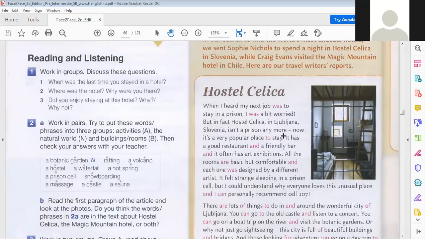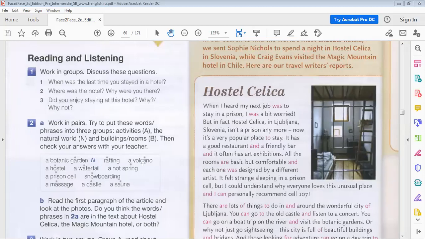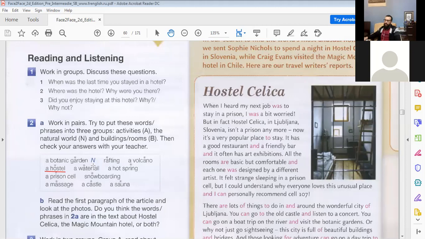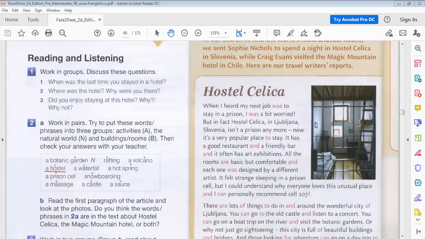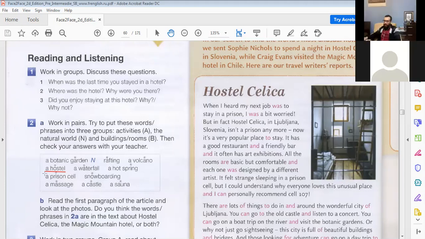A hostel, maybe just for sleeping. Close, you're very close. Yes. Not offering breakfast. Correct. But who stays in hostels usually? Or who goes to hostels? Businessmen, old travelers, young travelers. Young travelers. Correct. Yes, that's the idea. So young travelers usually go to hostels.